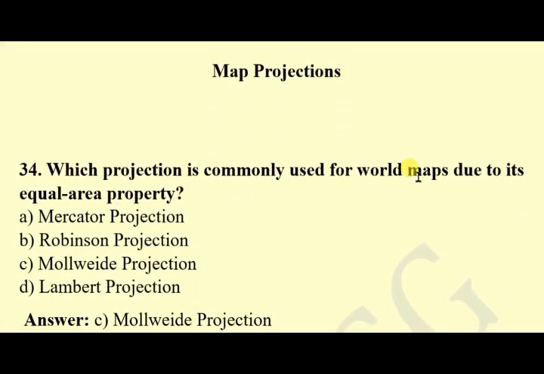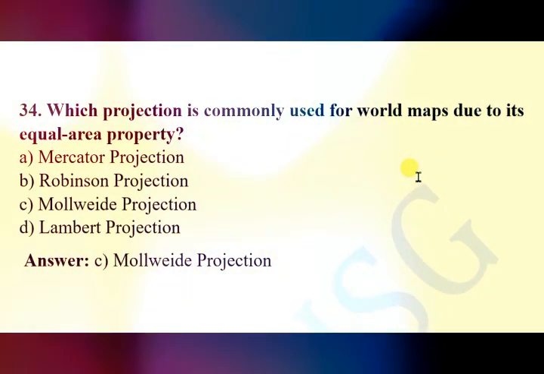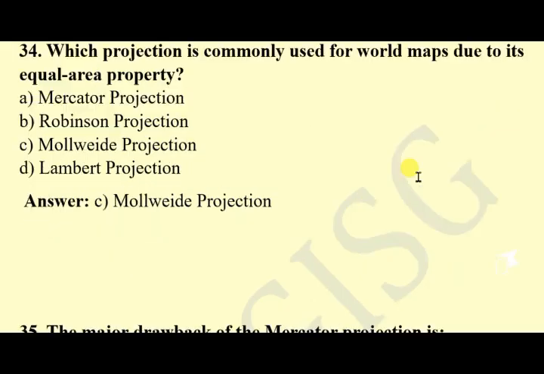Now the question category: map projections. Which projection is commonly used for world maps due to its equal area property? Mercator projection, Robinson projection, Mollweide projection, Lambert projection. Here the right answer will be Mollweide projection.